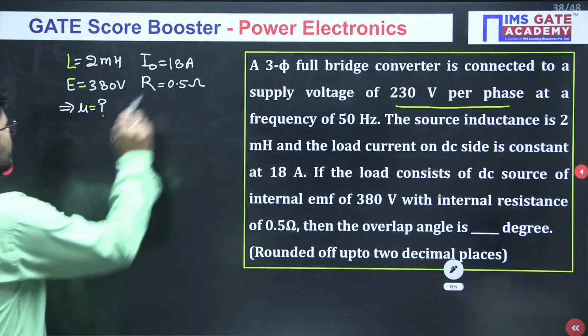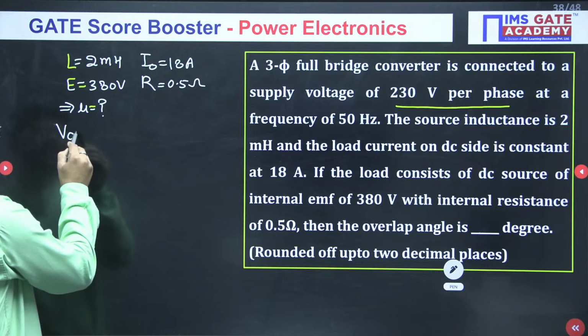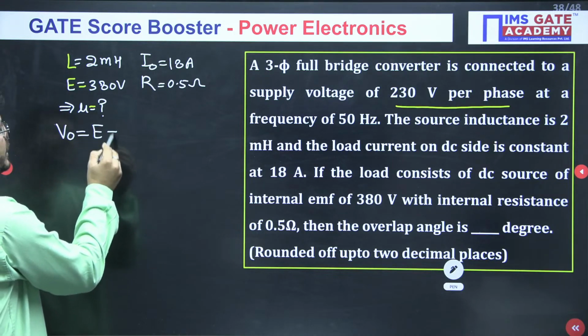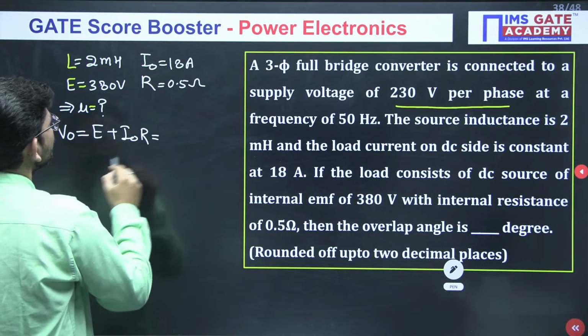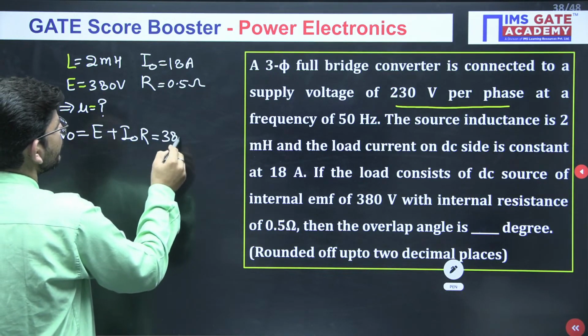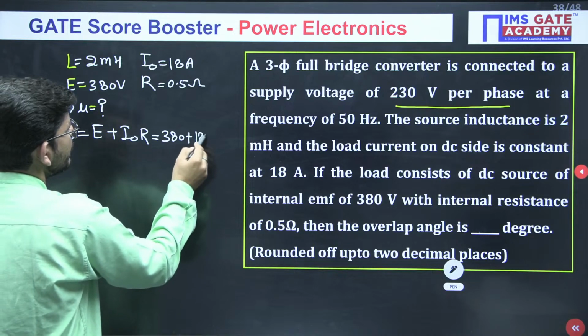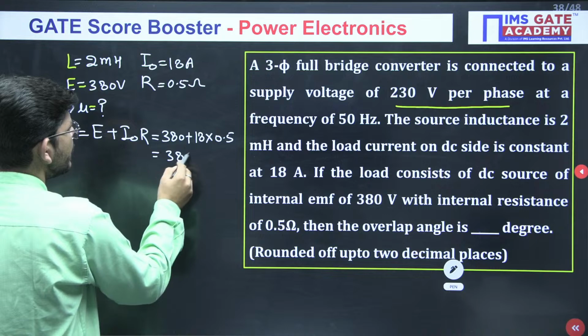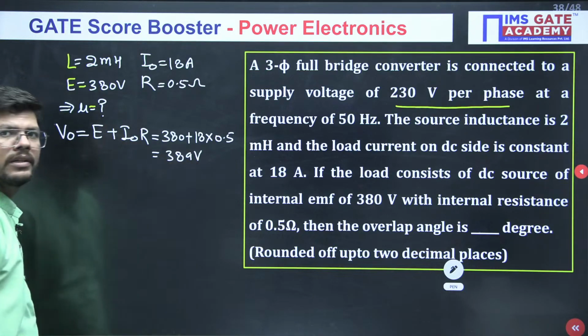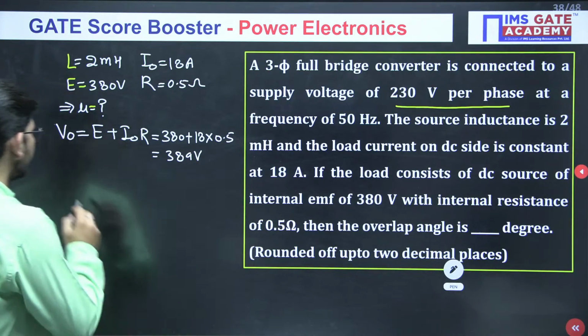Okay guys, just see, we can find the output voltage by using this data. V is equal to E plus I naught R. So E is given 380 plus I naught is 18 times R is 0.5. So you will get 389 volt as the output voltage.